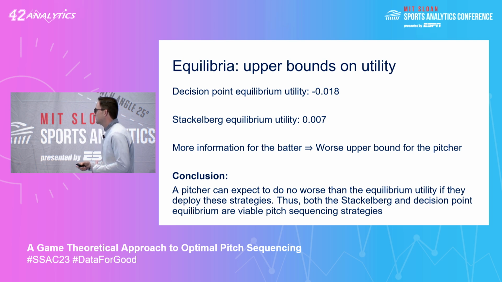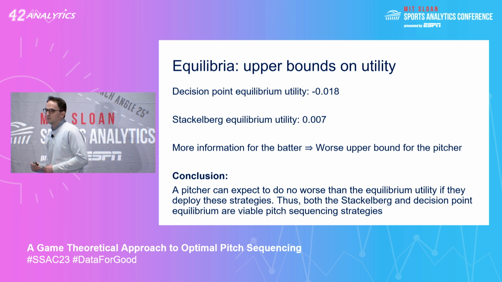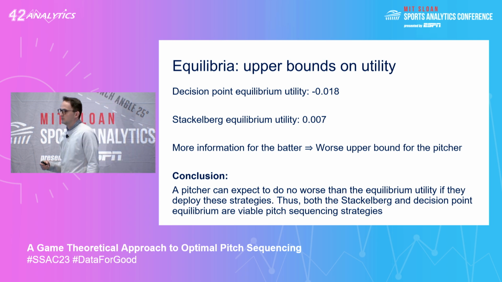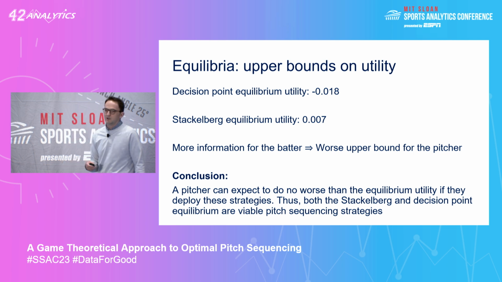But yeah, so our conclusion was, if you can find an equilibrium strategy, whether it's Stackelberg or decision point, that's negative, as a pitcher, that means you know that on average, if you use that strategy, even if the batter does everything right, you're still winning that pitch. And in the cases where the batter does something wrong, you're doing even better than what the equilibrium suggests. So our conclusion was that both the Stackelberg and the decision point equilibrium would make viable pitch sequencing strategies. And that's everything. Thank you.